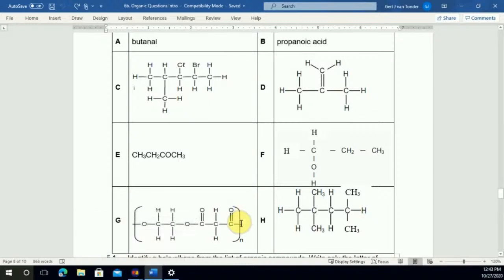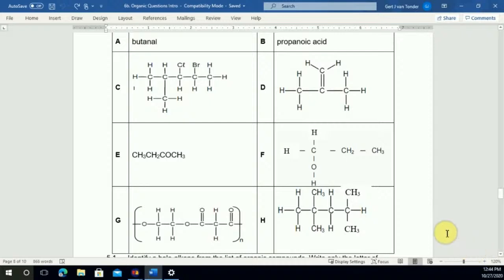Right, so we're back, and I see we've got about 2 minutes before lunch, so we'll just answer the first two questions and then we'll move on to lunch. So our first question is, identify the haloalkane from the list of the organic compounds. Write down only the letter of the appropriate compound.